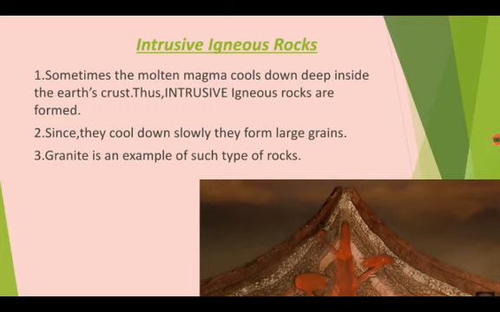Now the other type of igneous rock is intrusive igneous rock, आंतरिक आग्नेय चट्टान, जो कि पृथ्वी की सतह के अंदर ही बनती है. As you can see in the given picture also, a part of the magma is still there in the depth of the earth. So when this magma cools down deep inside the earth's crust, that helps to make intrusive igneous rocks.